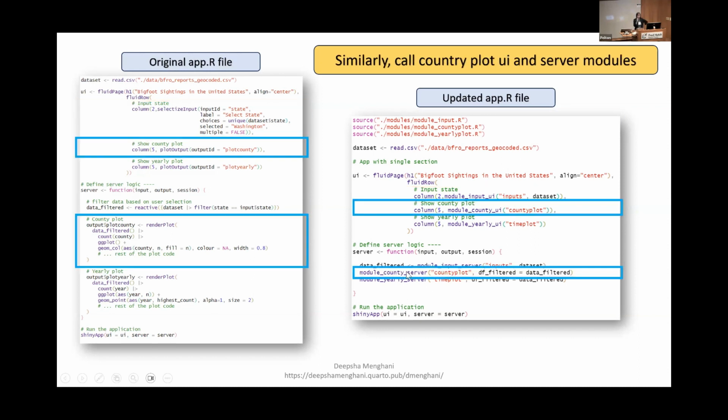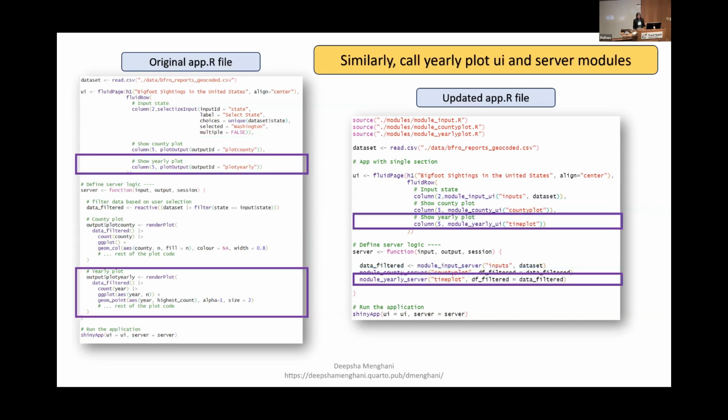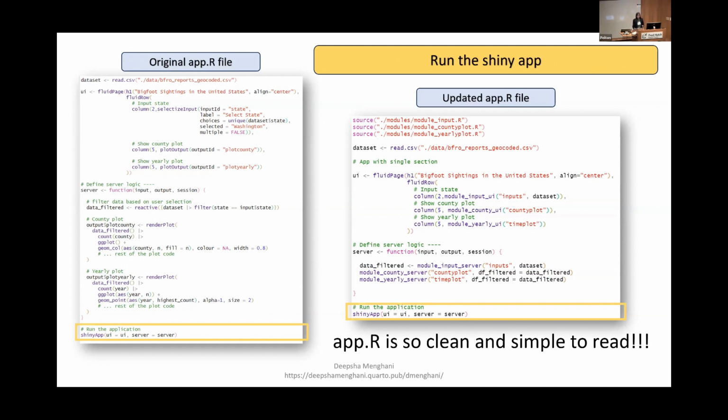Then you will call the second module's UI for the county plot and the ggplot code for the county plot functions. And then similarly, the third. And then when you run the app.r file, this is it. This is the code for the app.r file.